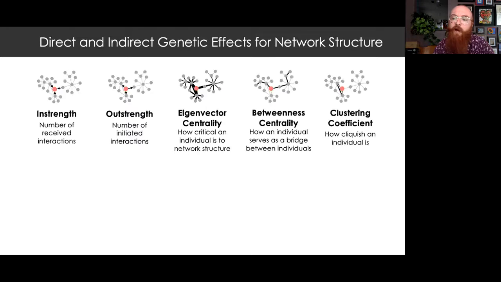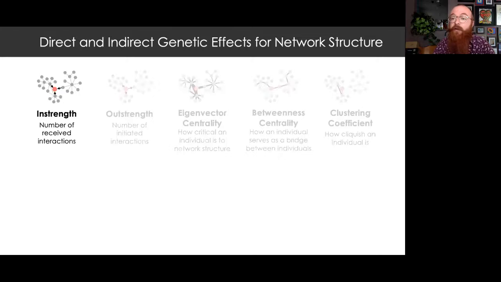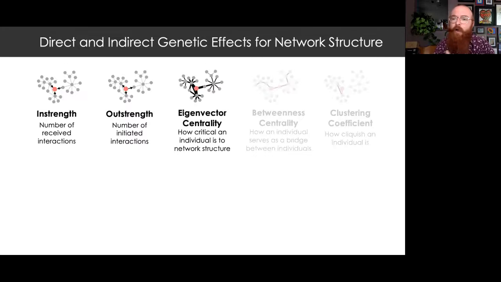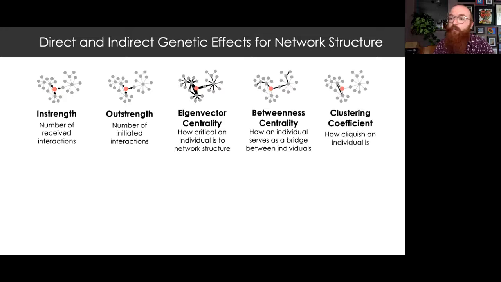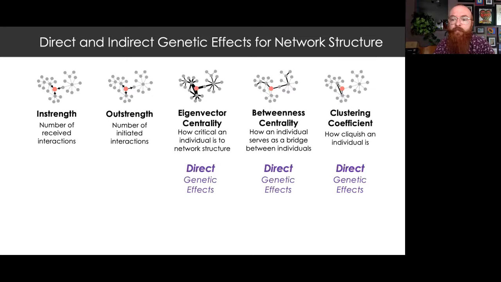We studied the five most commonly estimated parameters of social network position: in-strength, or the number of interactions an individual receives; out-strength, or the number of interactions an individual initiates; eigenvector centrality, or how critical an individual is to the overall structure of the network; betweenness centrality, or how much an individual serves as a bridge between indirectly connected individuals in the group; and clustering coefficient, which measures the degree to which the individuals you're connected to are also connected to each other. So it can kind of be considered a measure of how cliquish individuals are.